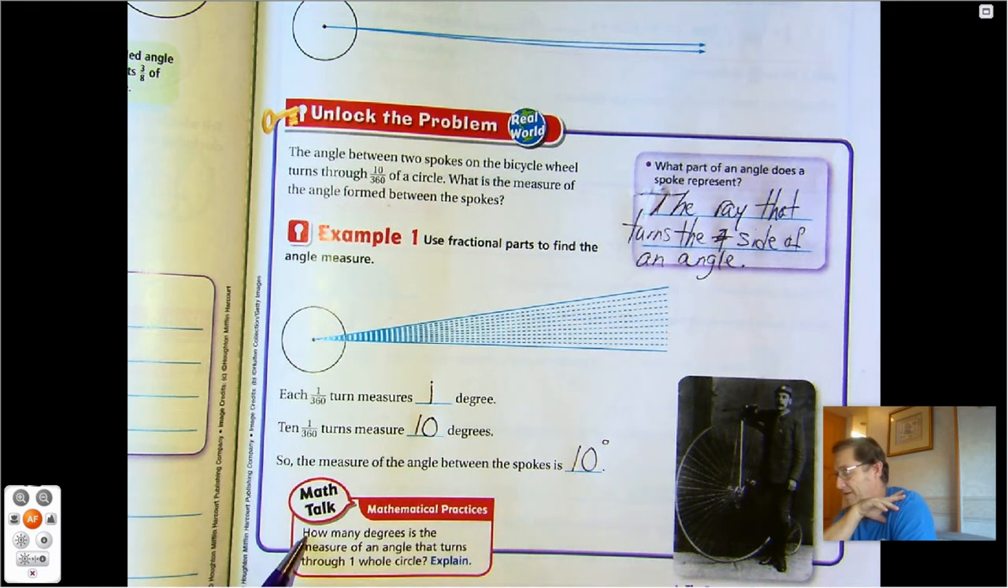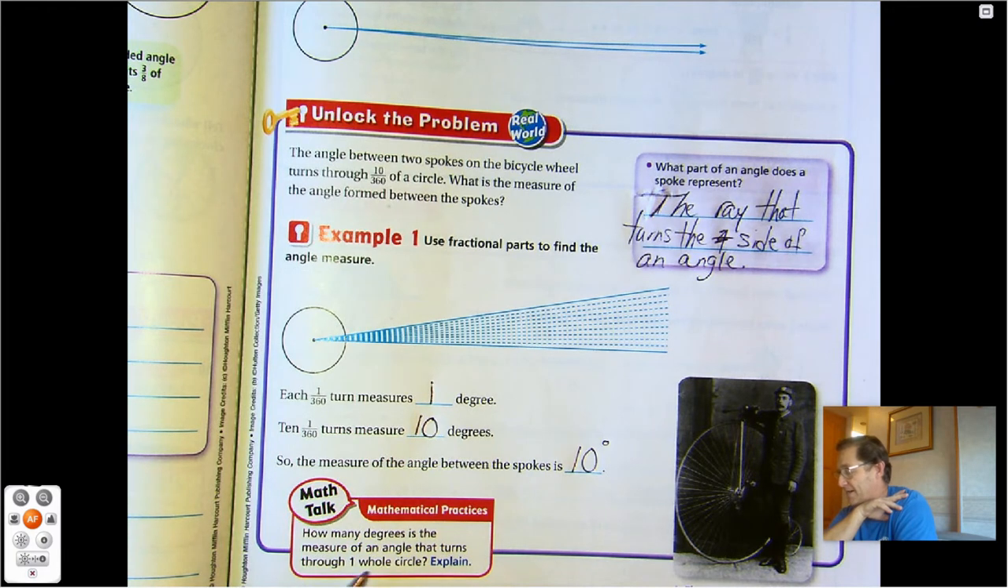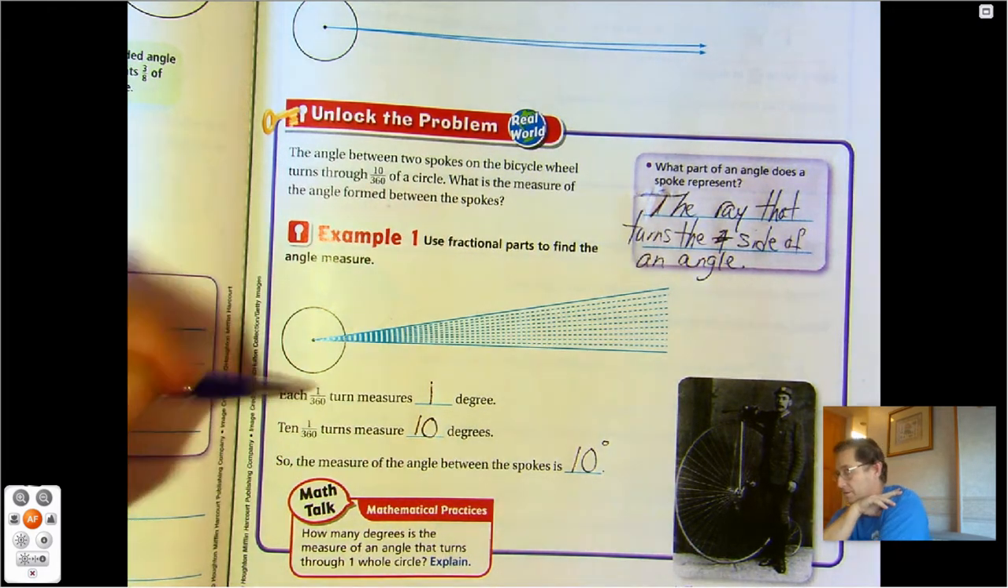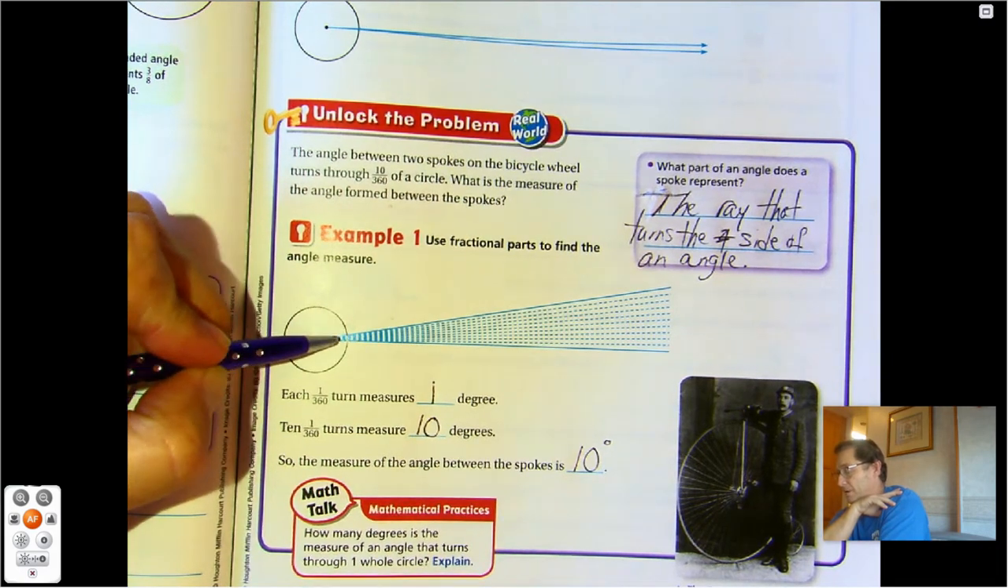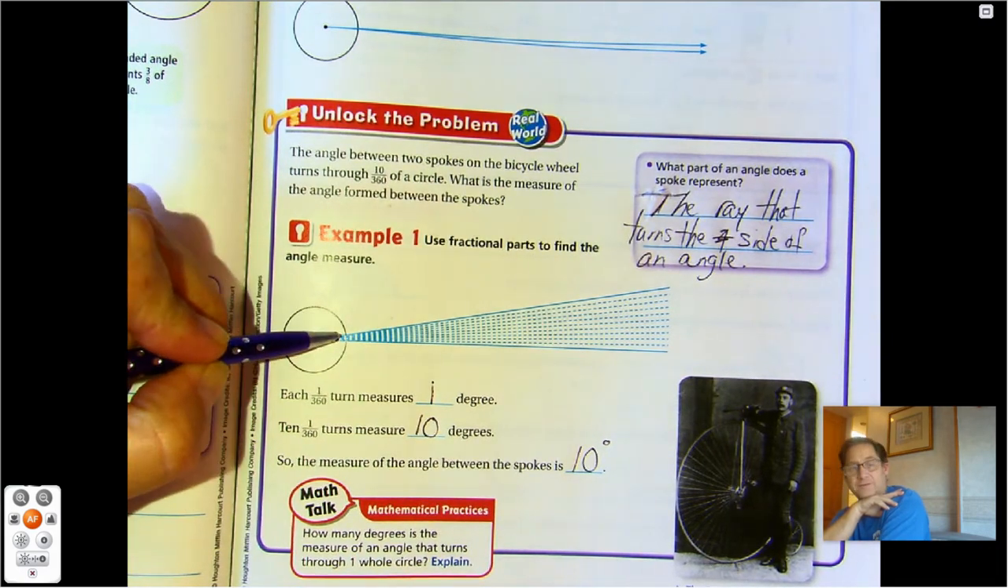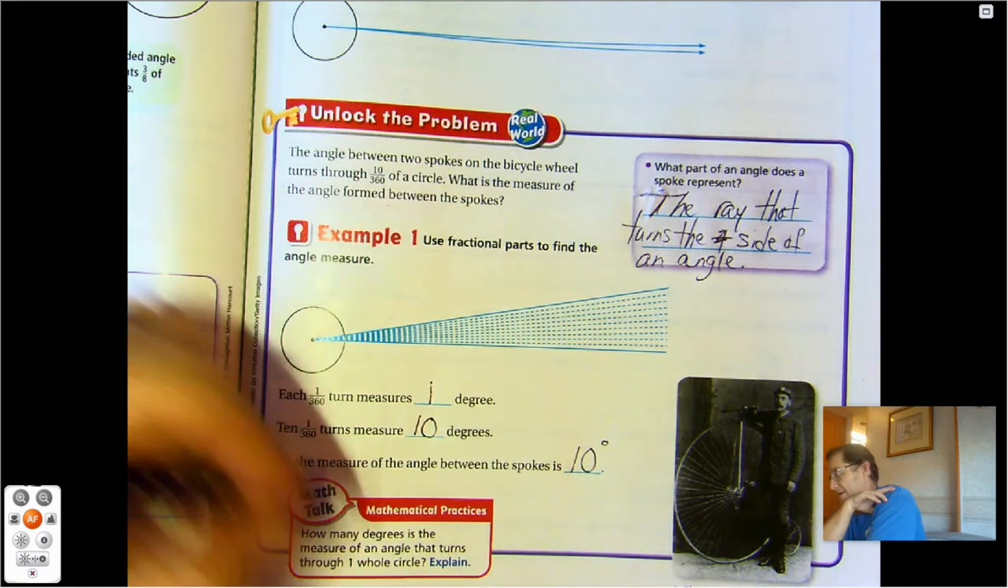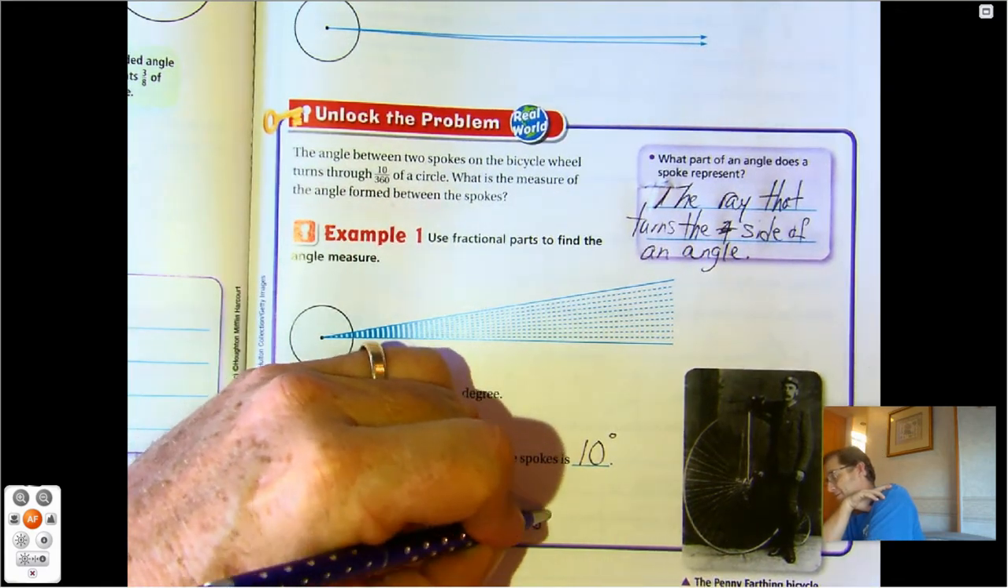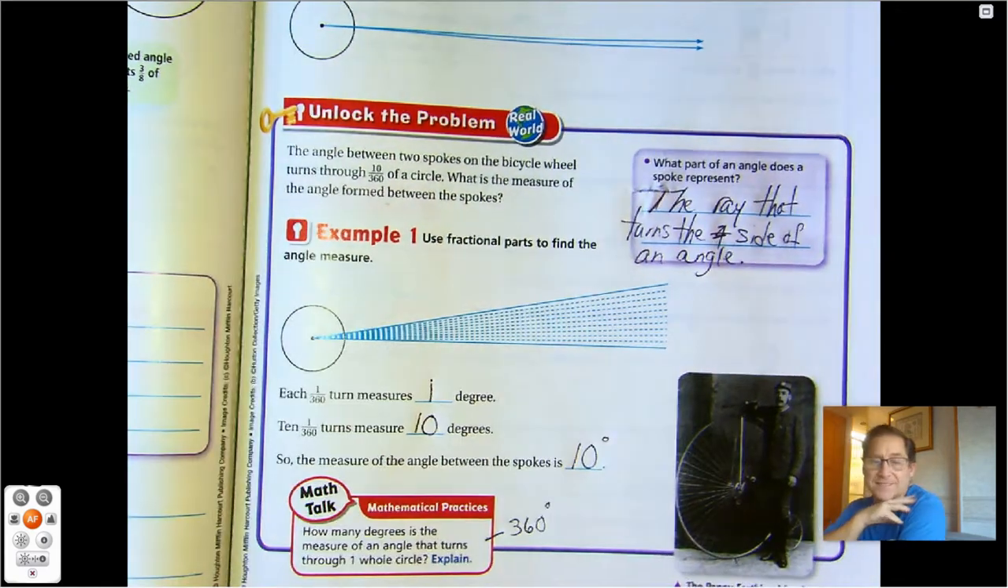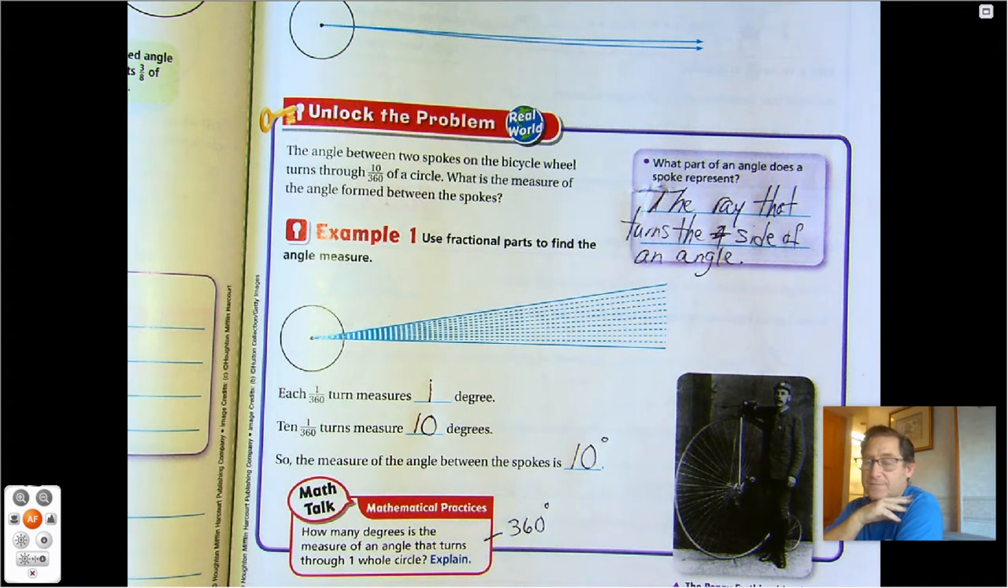Look at the math talk: how many degrees is the measure of an angle that turns through the whole circle? You started here and you went all the way around the circle and got back to where you started. That would be 360 degrees.